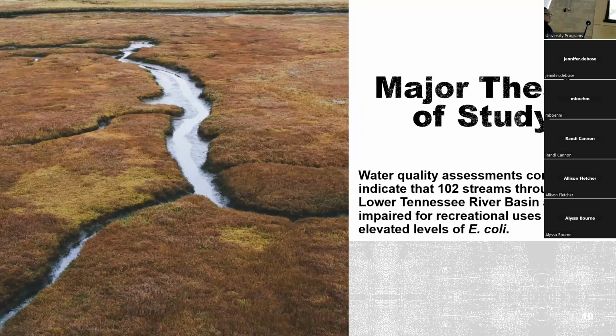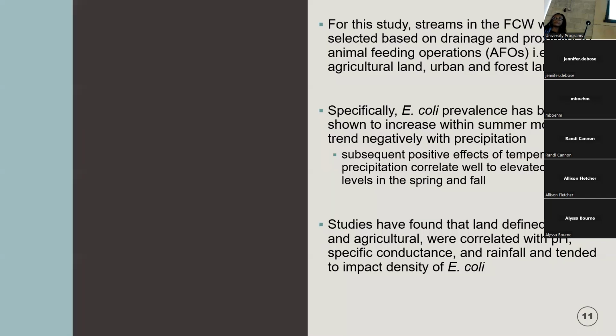So the major thesis of this study is that water quality assessments conducted indicated that 102 streams throughout the lower Tennessee River Basin are impaired for recreational uses because of elevated levels of E. coli. For this study, streams in the watershed were selected based on their drainage and proximity to animal feeding operations, also agricultural land, urban and forest land use areas within this range.